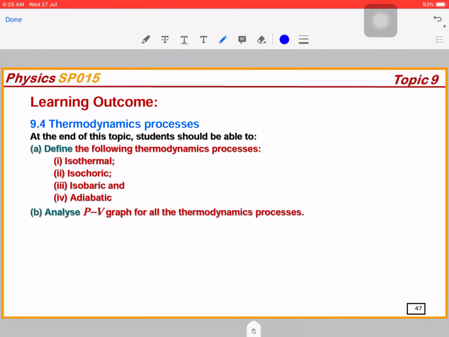Okay, next, 9.4 thermodynamic process. So for the learning outcome, at the end of this topic, you should be able to define the following thermodynamic processes. Okay, we have 4: isothermal process, isochoric process, isobaric and adiabatic. And B, analyze PV graph for all the thermodynamic processes.